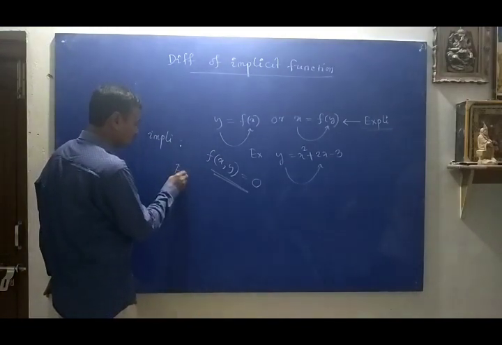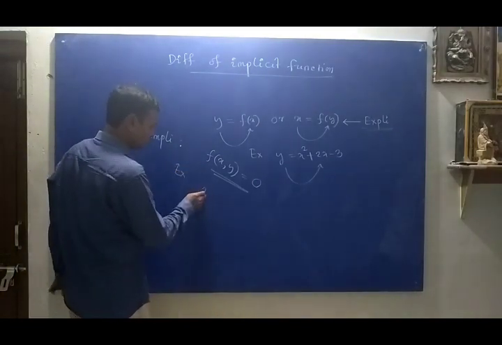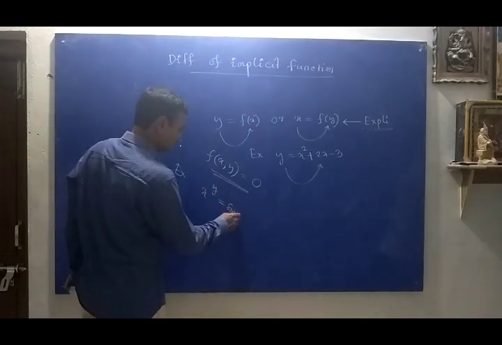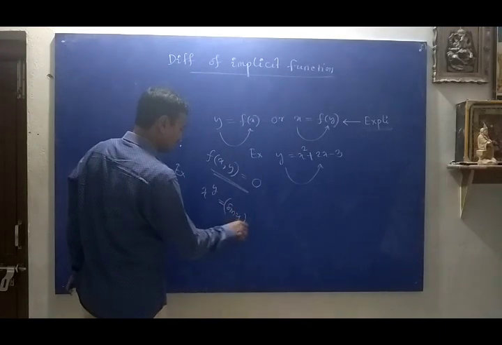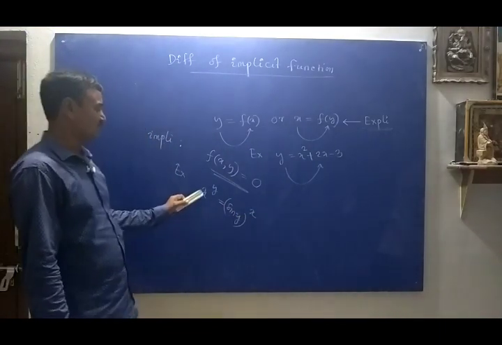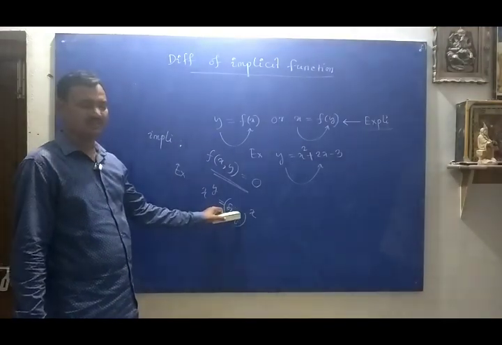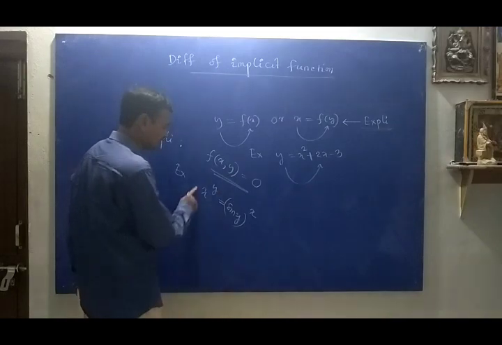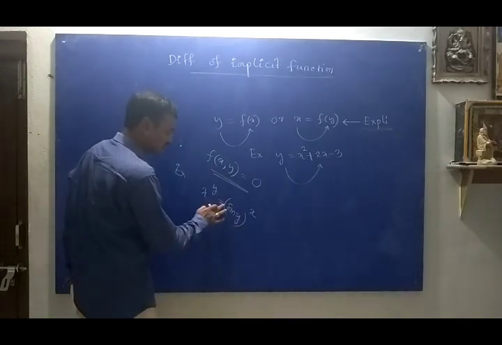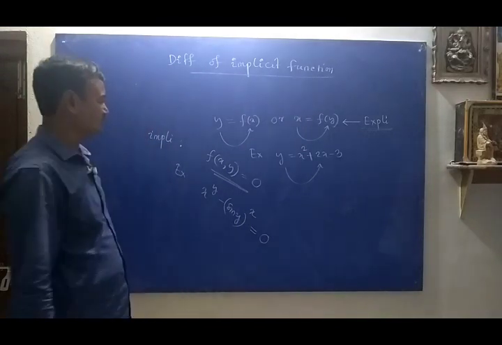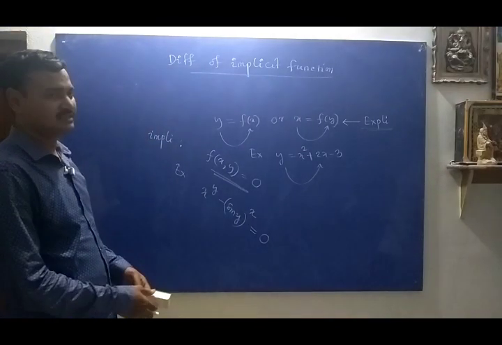For example, suppose we have x to the power y is equal to sin y to the power x. Here we cannot express x as a function of y or y as a function of x. So this can be expressed as f of x, y is equal to 0. So this is called the implicit form.